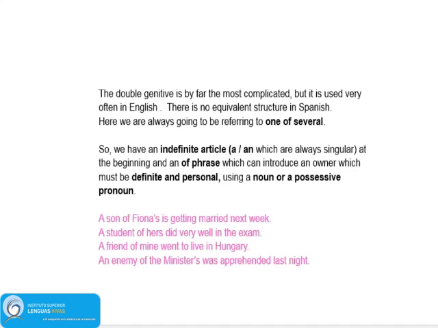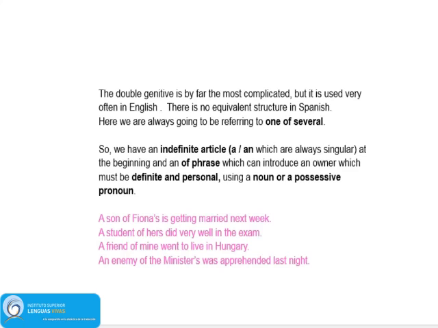We are going to have then an indefinite article, and then we are going to have an of phrase, in which we introduce the owner, and the owner must always be definite and personal. We use a noun or a possessive pronoun. And here you have the examples.